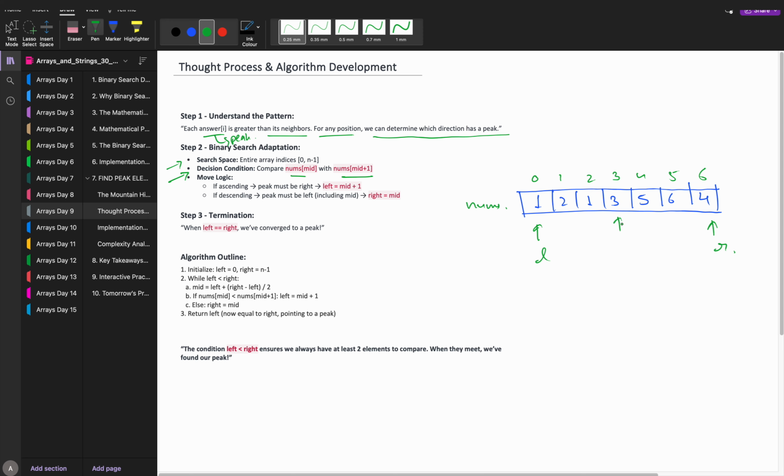So let's say mid was here. If ascending, it means the peak must be in the right direction. If I'm ascending, it means my next neighbor is greater than me. 3 is less than 5 means 5 is greater than 3. So I will move in the right hand direction. How? Left equals mid plus 1. है ना, because I already know about 5. So I will put my left here. Okay. If descending, it means the peak must be on the left, including mid, so right equals mid.